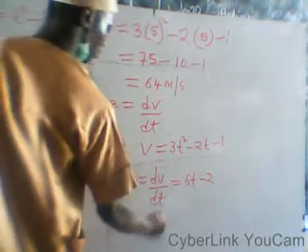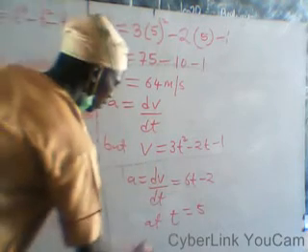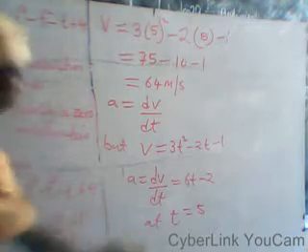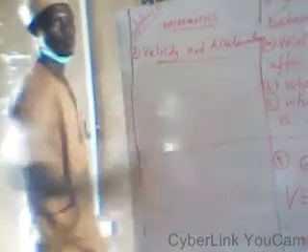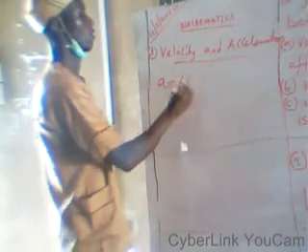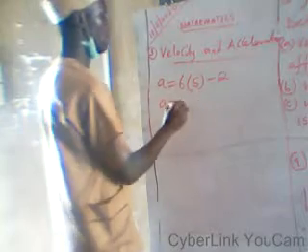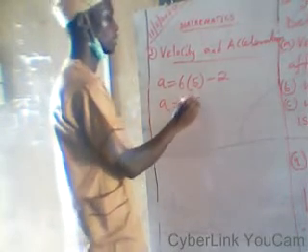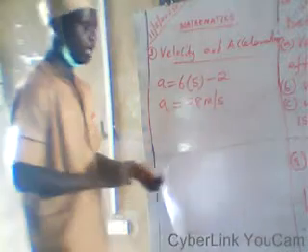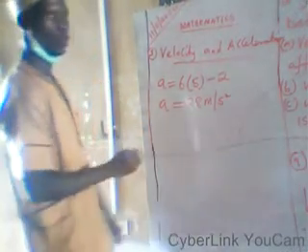So at t equal to 5 seconds, our acceleration is equal to 6, open the bracket, 5 minus 2. And a is equal to 6 times 5 is 30, minus 2, that is 28 what? Meter per second square. So that is that.